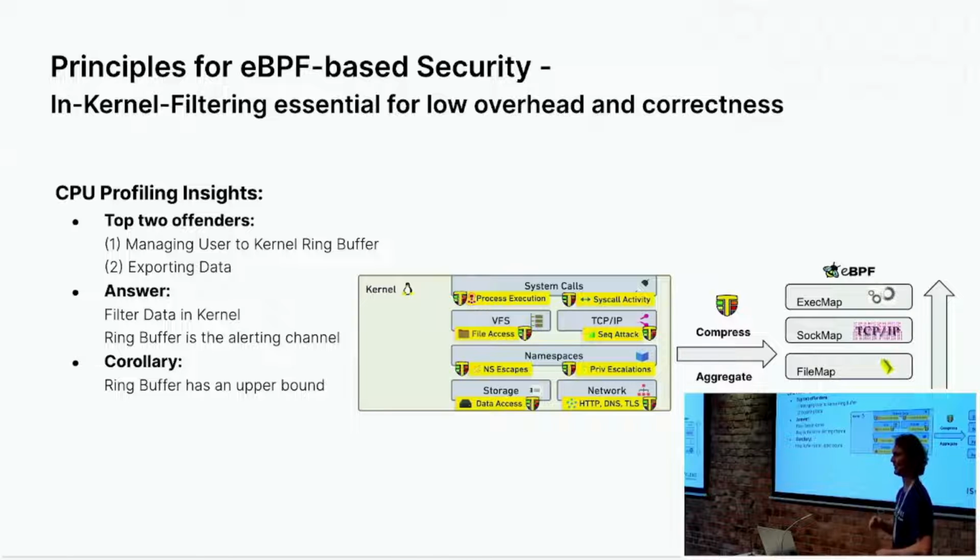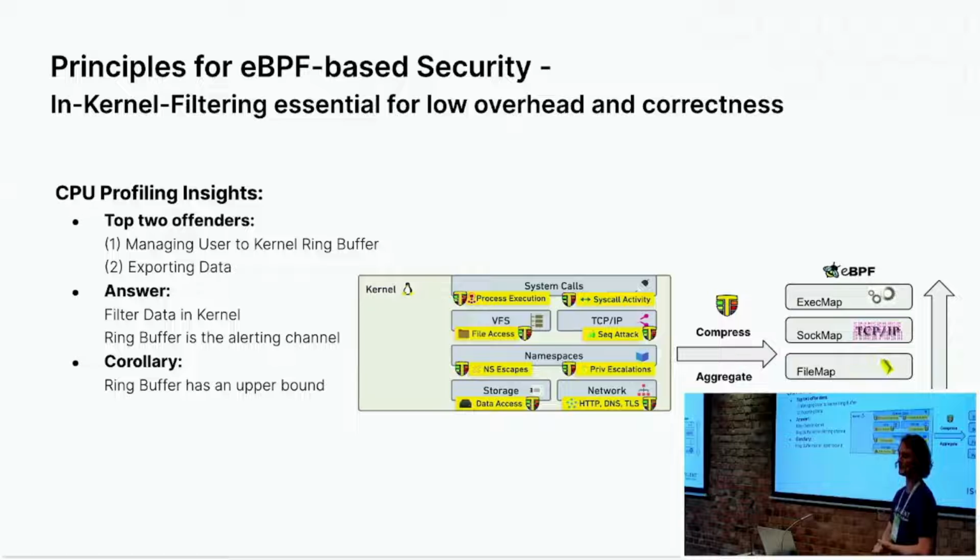When you're dealing with an extremely high volume of events, it can be extremely costly to cross that kernel to user space boundary constantly. So those are the two key offenders we're seeing: exporting data from a security perspective, and also managing the kernel ring buffer. Anytime you're moving that event back and forth, you're actually using a kernel ring buffer to move it between user space and kernel space and vice versa. And it does have an upper bound.